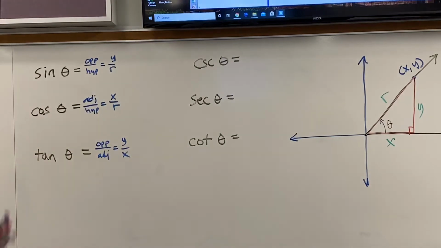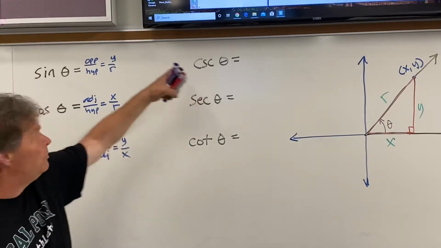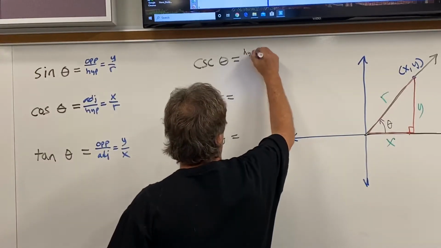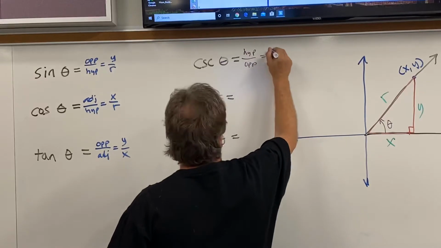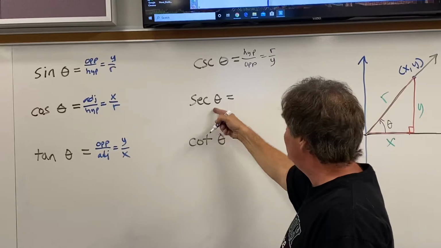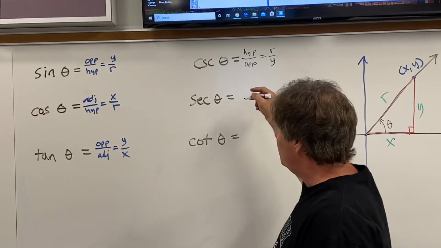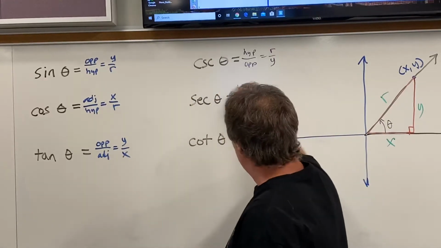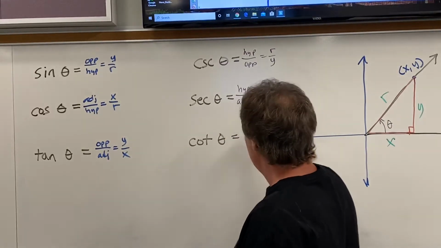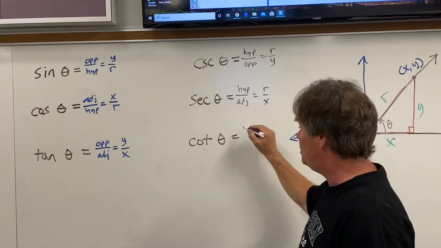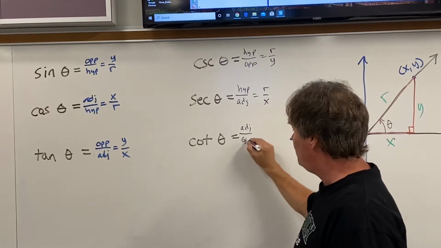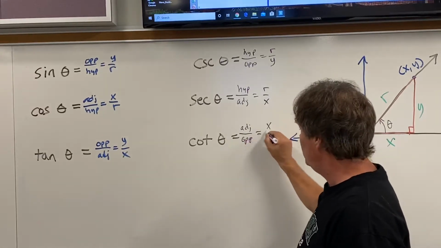So just remember that, okay? Cosecant is the reciprocal of sine. Well, sine is opposite over hypotenuse. Cosecant is hypotenuse over opposite, which would be r over y, the reciprocal of y over r. Secant is the reciprocal of cosine, which is going to be hypotenuse over adjacent, which would be r over x. And cotangent is the reciprocal of tangent. Tangent's opposite over adjacent, so cotangent is adjacent over opposite, which is going to be x over y.